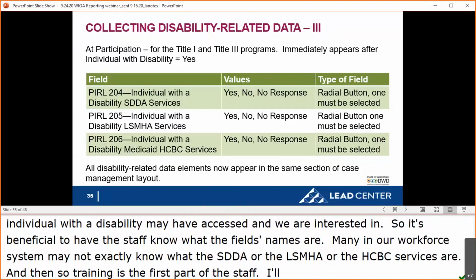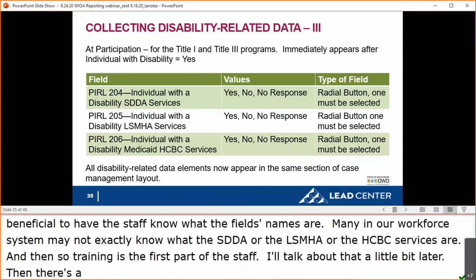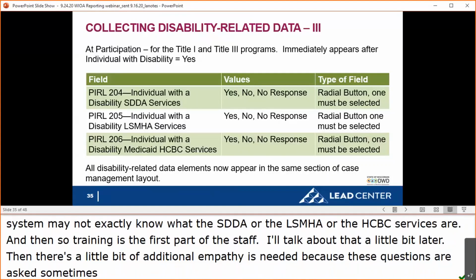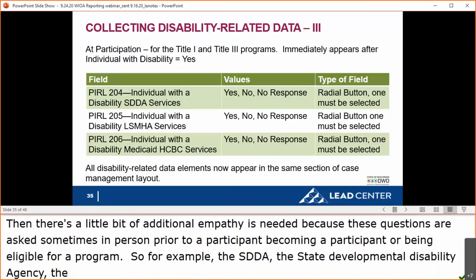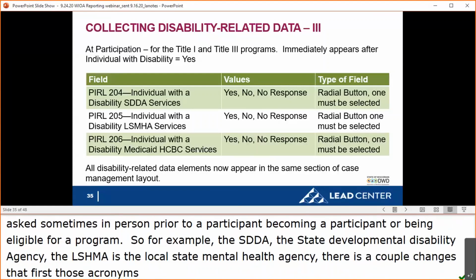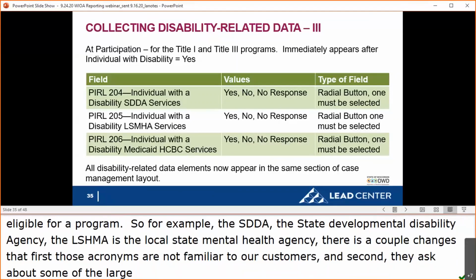And then a little bit of additional empathy is needed, because these questions are asked sometimes in person prior to a participant becoming a participant or being eligible for a program. For example, the SDDA is the State Developmental Disability Agency, and the LSMHA is the local or state mental health agency. These questions represent a couple of challenges. First, those acronyms are not familiar to our customers, and the second is they ask about some of the larger stigmas out there that people who are looking for employment may not want to be disclosing.